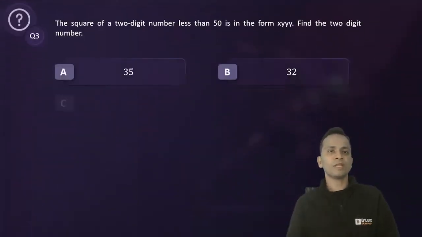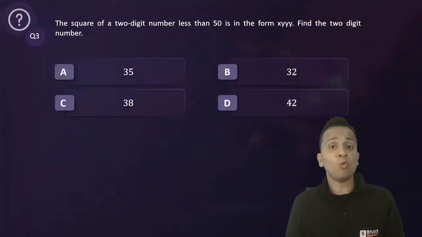Question number 3 is a very easy question. I want a response, I want an answer from each and every one of you. The square of a two-digit number which is less than 50 is in the form x, y, y, y. Okay, find the two-digit number. Yes, this type of questions come.